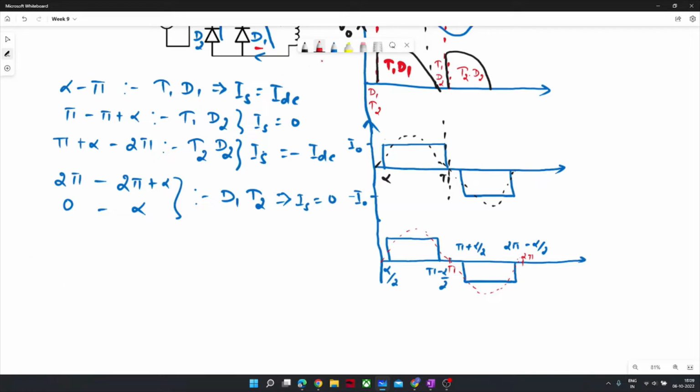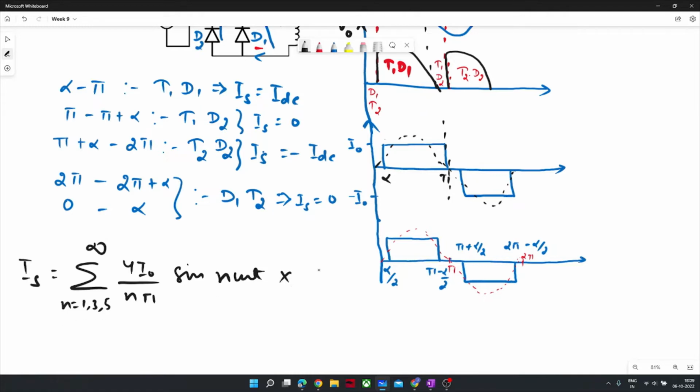So earlier its expression was Is equal to summation over 1, 3, 5 to infinity of I naught by n pi sine n omega t. Now, this expression will have some factor of alpha because it gets shifted by alpha and it gets chopped by alpha. So for that reason, that cos n alpha by 2 comes in the expression.